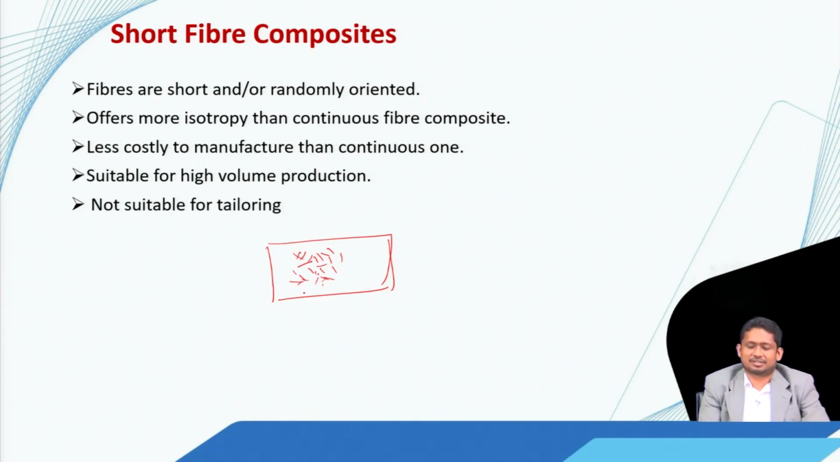Now, because of this random orientation in diverse directions, on a bigger scale, the properties are more or less isotropic, and they are less costly to manufacture, and they are suitable for high volume production, but their mechanical properties are inferior as compared to continuous fibers, and also they are not suitable for tailoring because we don't get the anisotropy here.